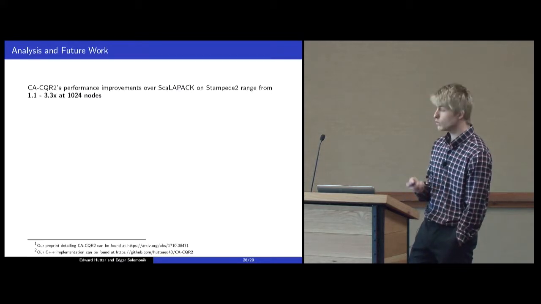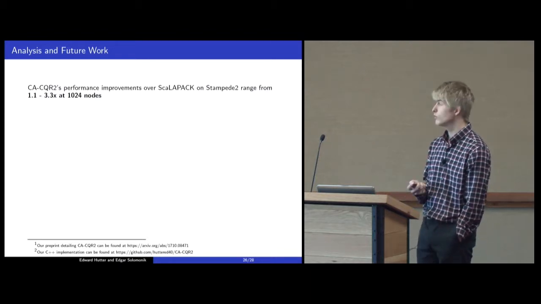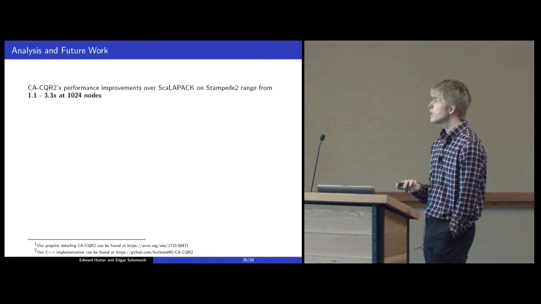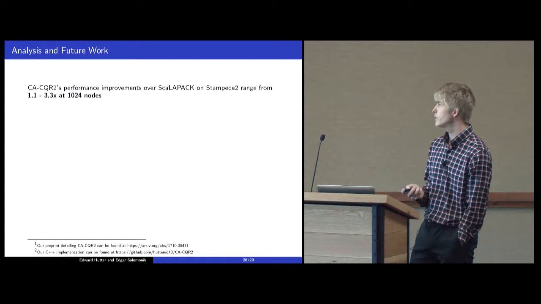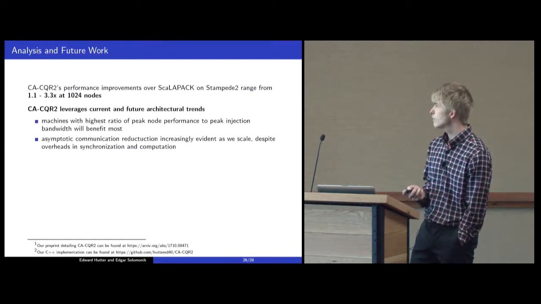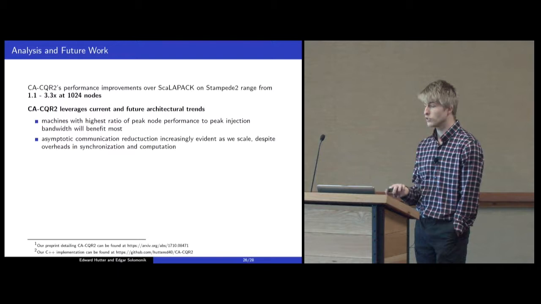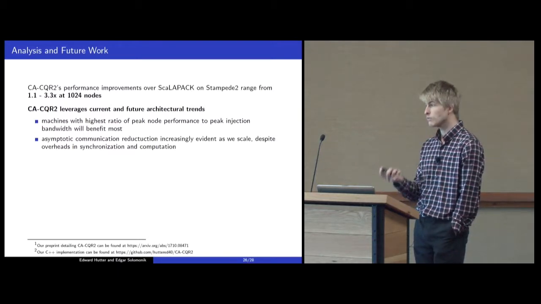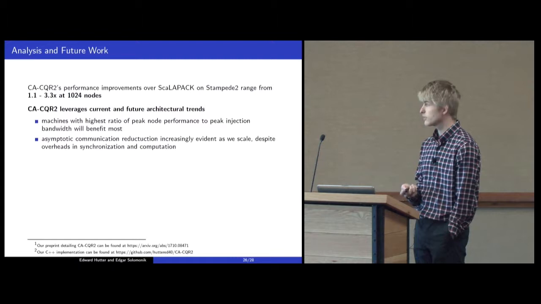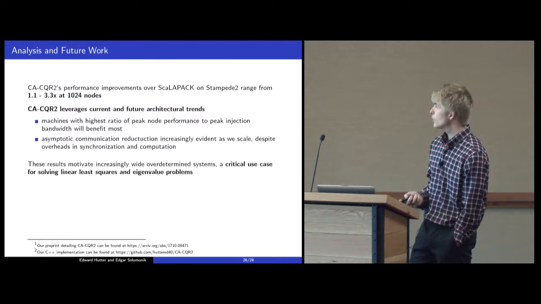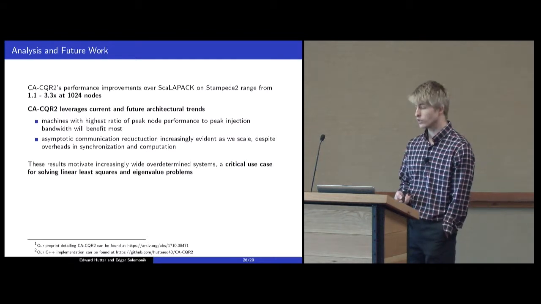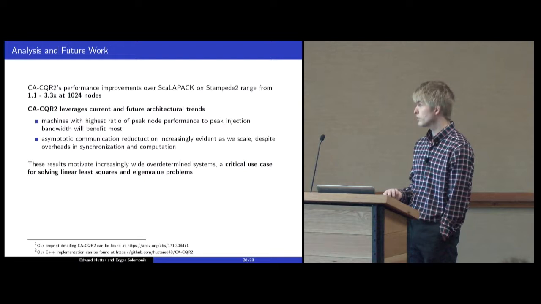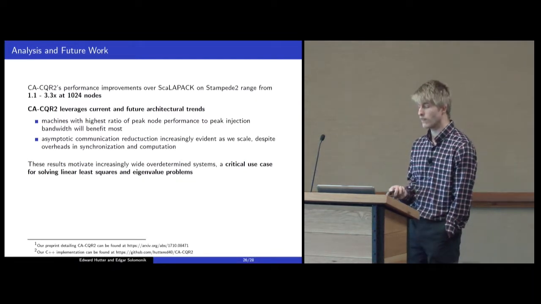So we see that communication avoiding CholeskyQR2 does improve the performance over ScaLAPACK on Stampede2 by around 3.3 times. But on Blue Waters, we don't perform as well, and that's to be expected. And so we do leverage current and future architectural trends because the machine balance is getting smaller and smaller with Sierra and Summit. And so this algorithm motivates increasingly wide overdetermined systems, which is a critical use case in solving least squares and eigenvalue problems.